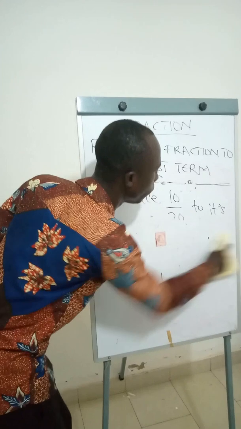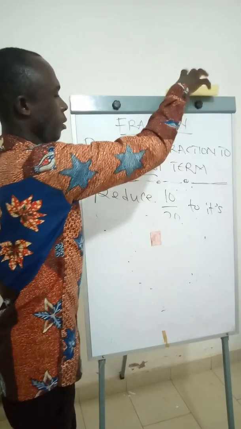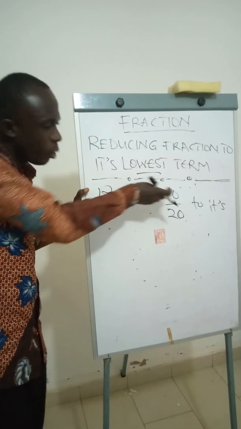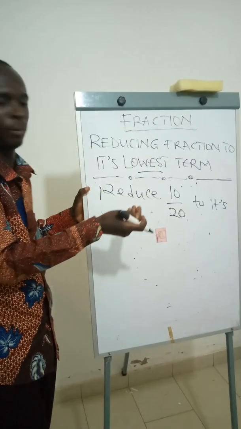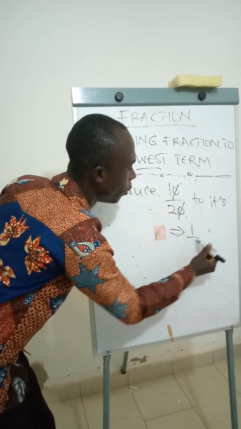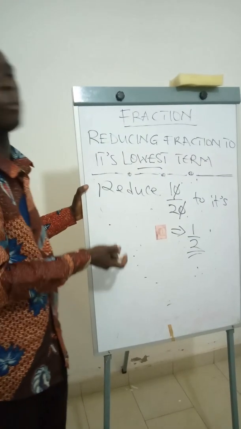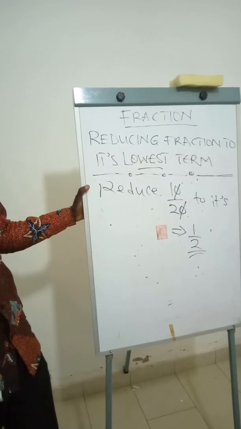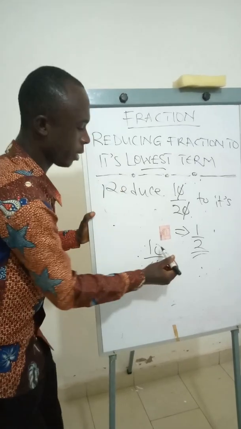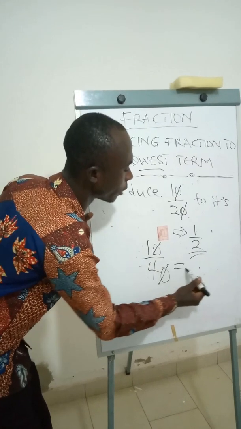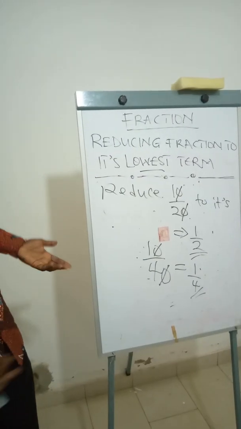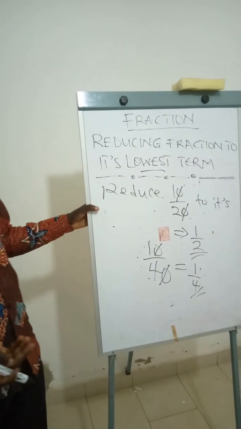I'm coming to teach you the simplest approach. 10 over 20: once the zeros are at the far end, you just cancel this 0. We are getting 1 over 2. You see, we are arriving at the same answer. 10 over 40, you just cancel this 0. We are getting 1 over 4. They will mark you right because you are following the same methodology.